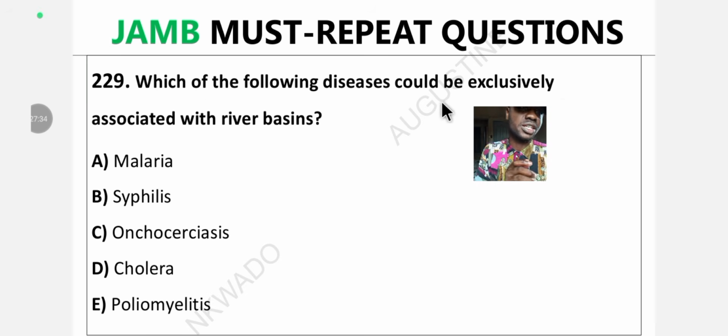Which of the following diseases could be exclusively associated with river basins? A. Malaria. B. Syphilis. C. Onchocerciasis. D. Cholera. E. Poliomyelitis. What's the answer? Give me the answer in the comment section.